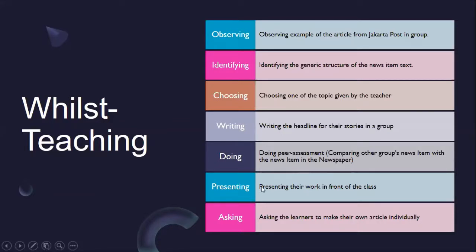And then the next is presenting their work in front of the class. So after they correct, or compare the group news item with the news item in the newspaper, they present their work in front of the class. And the last, asking the learners to make their own article individually. So this is after we give a task in a group, and then the teacher gives a task individually.